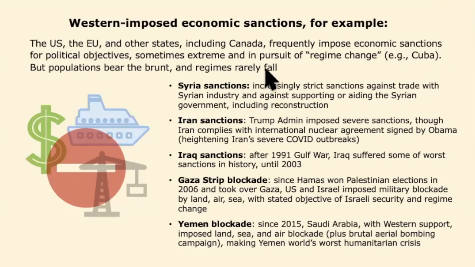So here are some examples. Recently in the news, the Syria sanctions. These are increasingly strict sanctions against trade with Syrian industry and against supporting or aiding the Syrian government, including reconstruction efforts. So even though the civil war is winding down and ISIS is mostly defeated, the government is not really able to fully restore control or have a kind of domestic legitimacy, in part because they're being crippled by economic sanctions. This is an example of where the Syrian government has not been a client state.